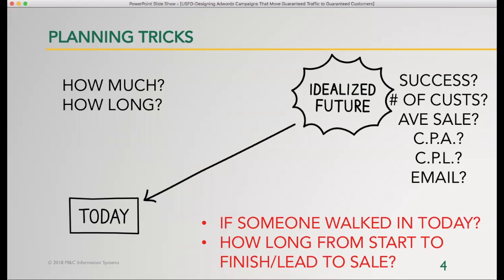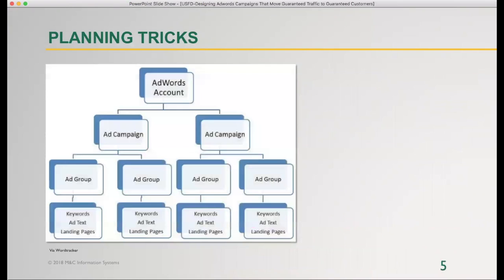So the first trick is this: it is starting with the future. Before we do any work inside of the tool, what is it that we really want to accomplish? How's it going to be there? The second planning trick we have is making sure that campaigns are structured correctly.